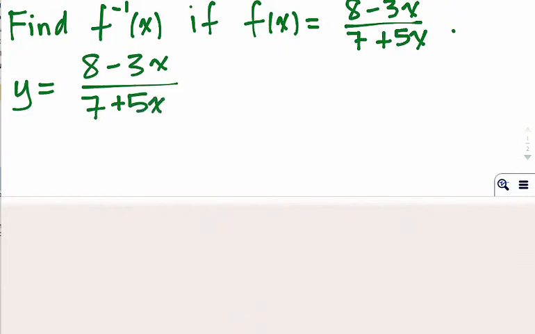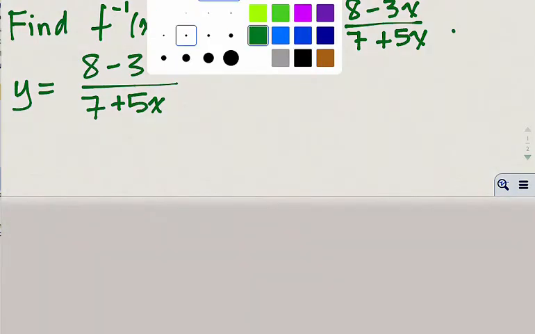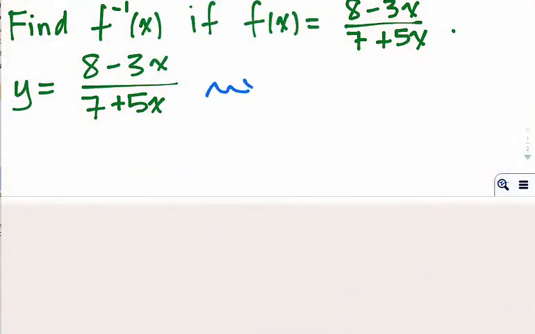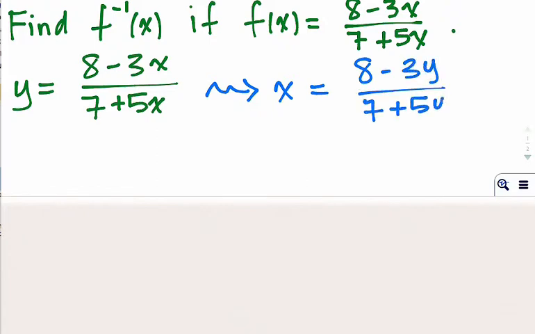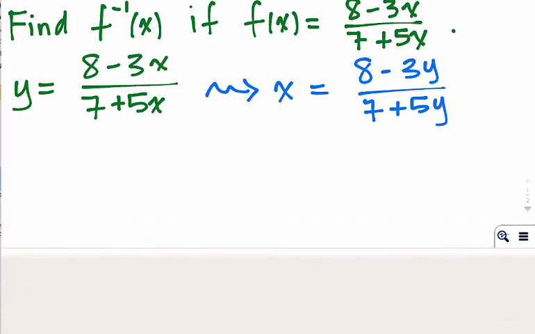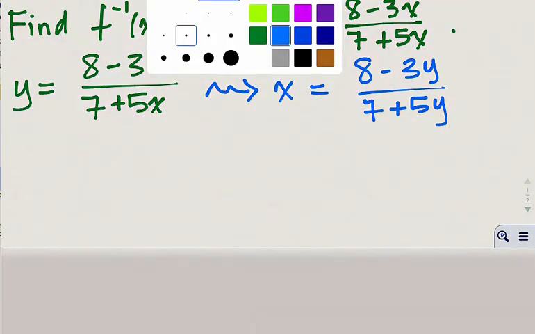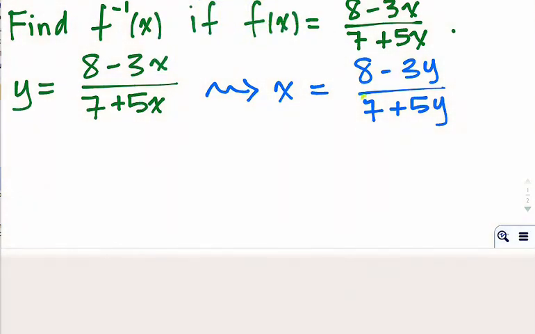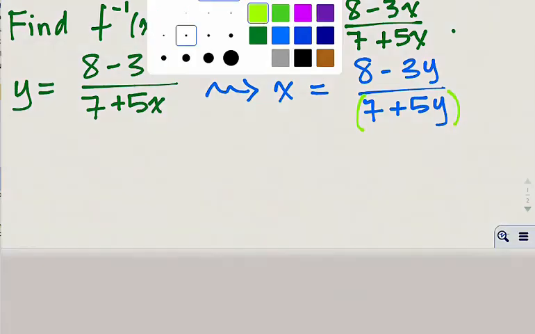Next, in order to find the inverse, we interchange x and y. So the y becomes an x, and all the x's become y's. Our goal is now to solve for y. So what we will do is multiply both sides by the denominator on the right. So both sides will be multiplied by 7 plus 5y.